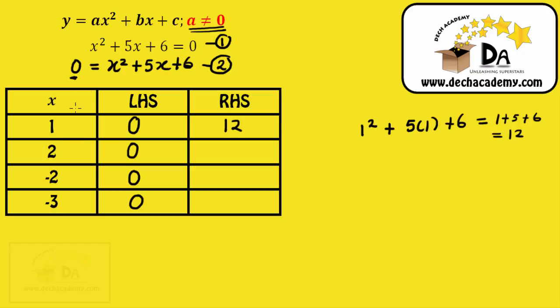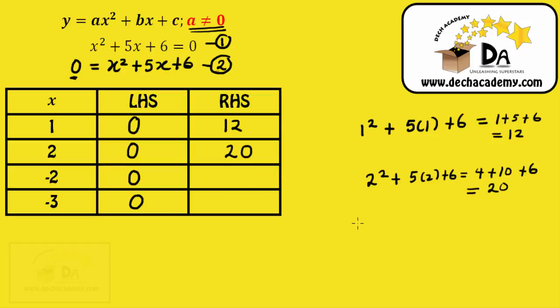The next case is when x is 2. When x is 2, the right-hand side of the equation is 2 squared plus 5 times 2 plus 6, which is equal to 4 plus 5 times 2, which is 10, plus 6. 4 plus 10 is 14. 14 plus 6 is 20. So when x is 2, the right-hand side of equation 2, the quadratic equation, is 20.